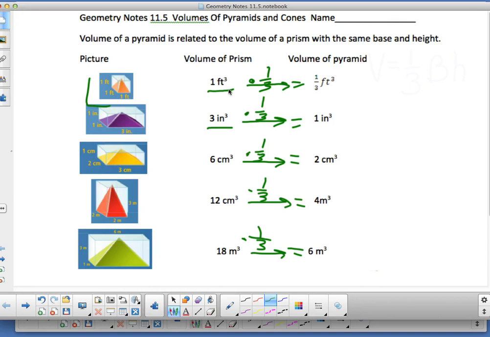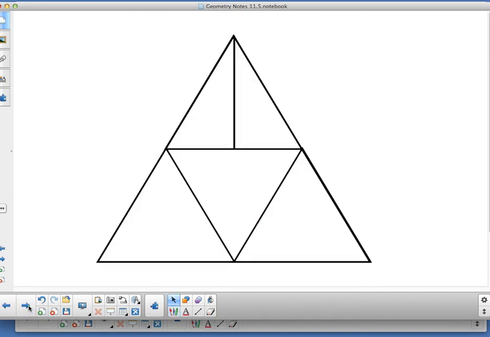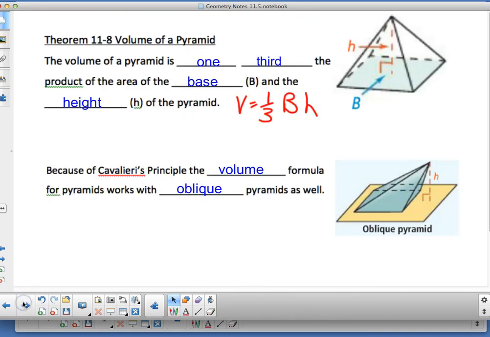Well, today's theme is volume is one third area of base, big B, times height. That's it. Okay, so the stuff we do today is just as nice and quick as the stuff we did yesterday as far as area of base times height. Now we do one third of that area of base times height for pyramids.